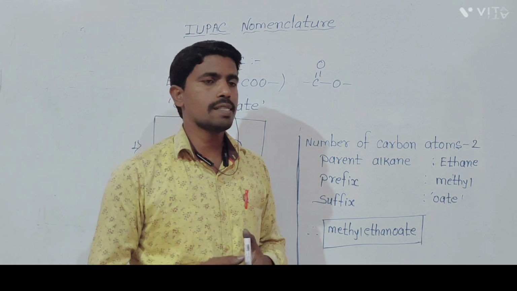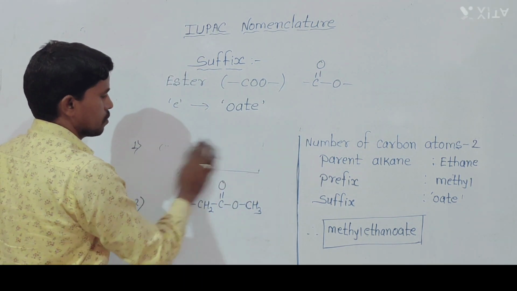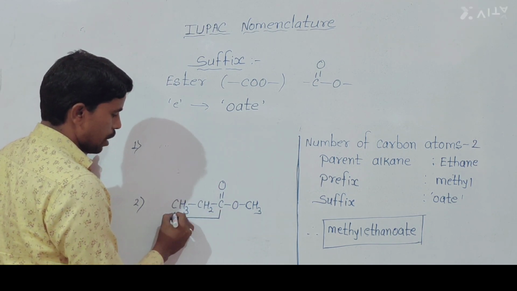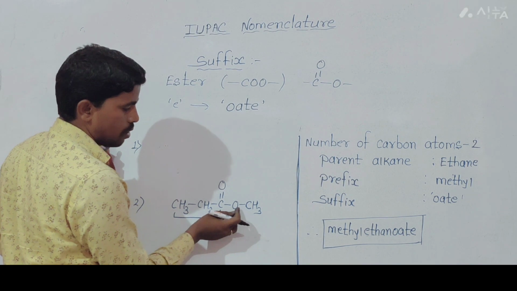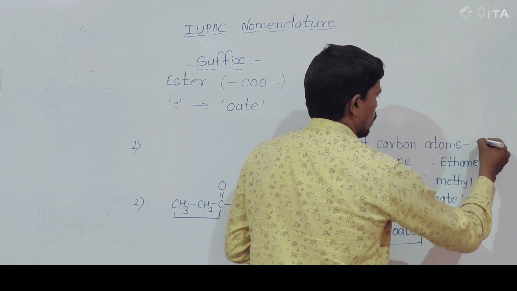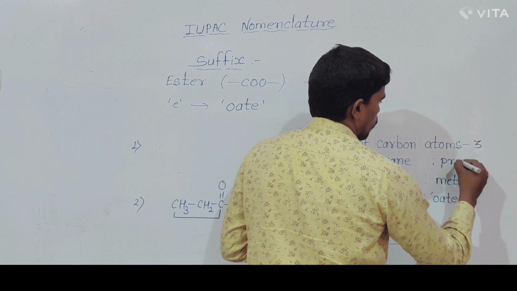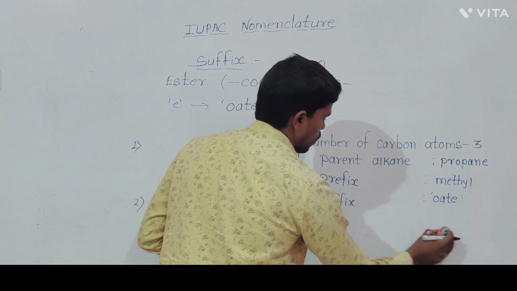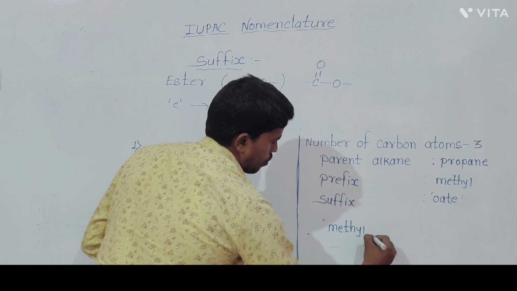We will see a second example of ester. This is the second example. Here, the number of carbon atoms present in the longest continuous chain is 3. This is 1, 2, 3, and CH3 is attached to this COO group. Therefore, the number of carbon atoms is 3, and the parent alkane of 3 carbons is propane. And the prefix we should use is methyl, and therefore the name of the given compound becomes methyl propanoate.